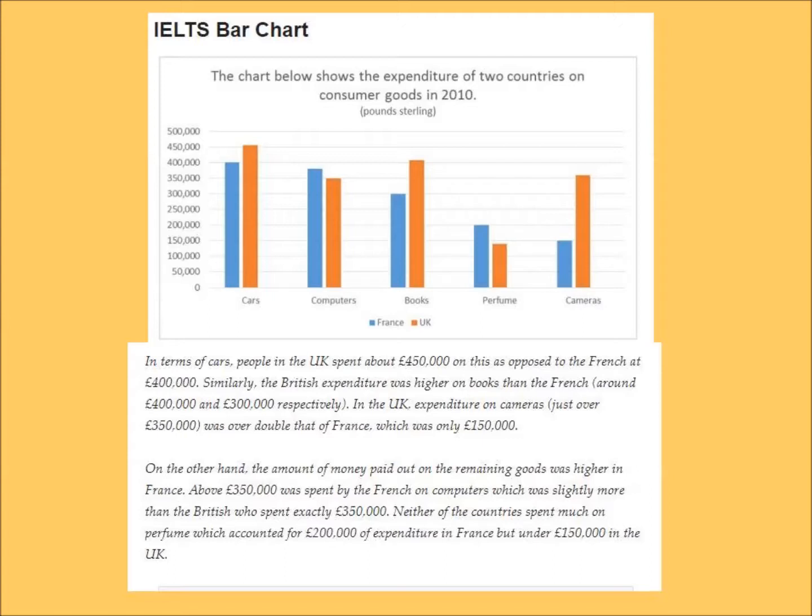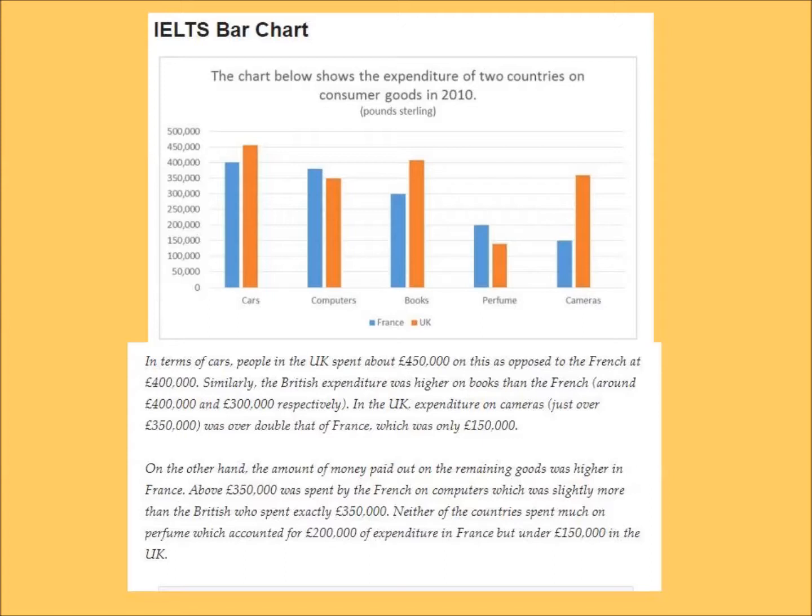This is the only instance that we see in this chart. It is almost double that of France. France spent 150,000. British spent double that amount, 350, almost double. So these figures are described nicely in the third paragraph. Okay, these are also significant features.